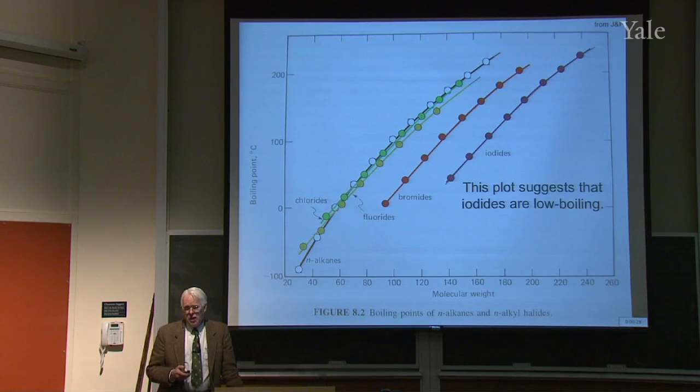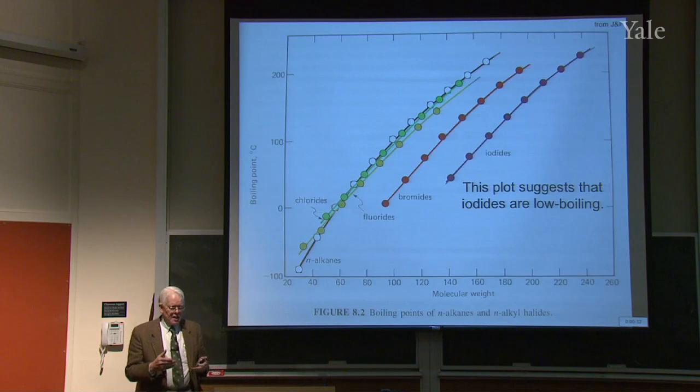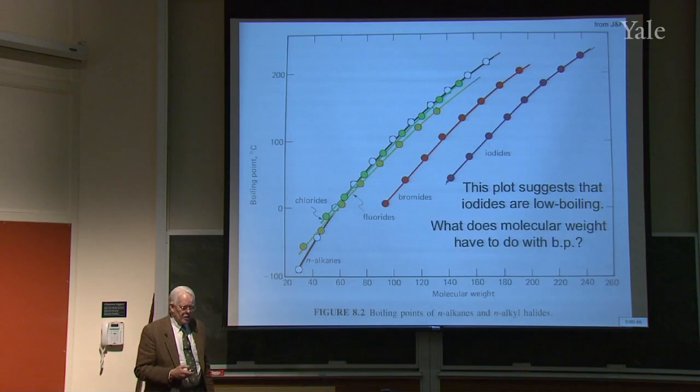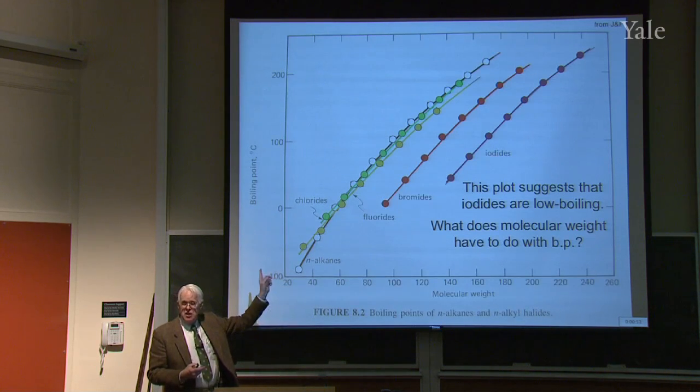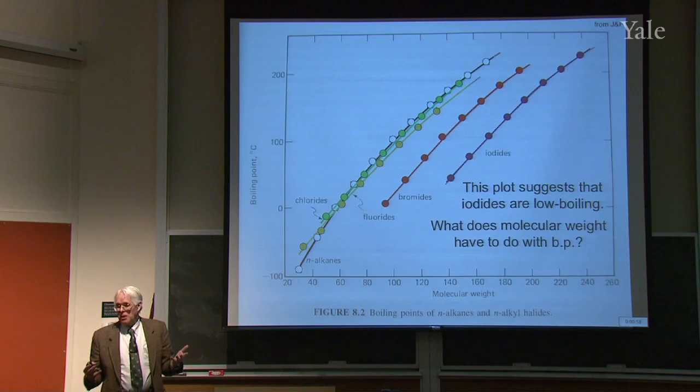So one would infer from this that for some reason, I mean, just the impression it makes on me as a viewer is that something suggests that the iodides are low boiling. Do you see what I'm saying? That curve falls below the others. But what does molecular weight have to do with boiling point? Notice what's being plotted here is molecular weight against boiling point. But what relevance does molecular weight have to boiling point?